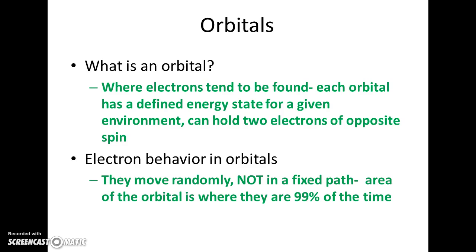Now, it's important to remember that electrons move randomly in orbitals. They're not going in a fixed path. The area of the orbital is where they are 99% of the time. It is theoretically possible that an electron that's assigned to a particular orbital could be outside the orbital, but it's very, very unlikely.